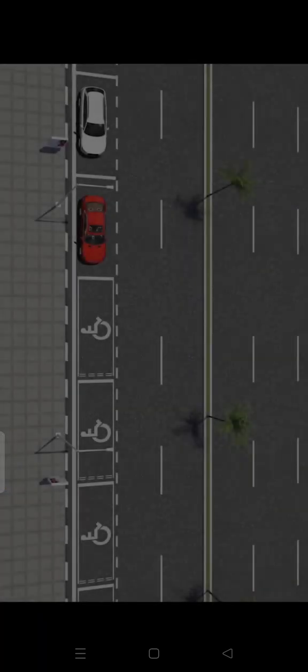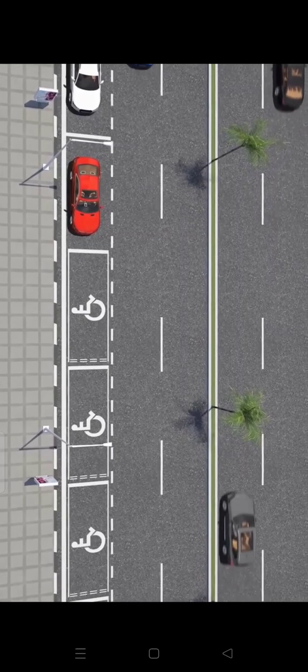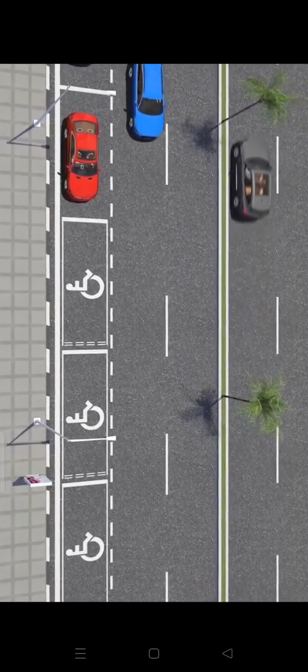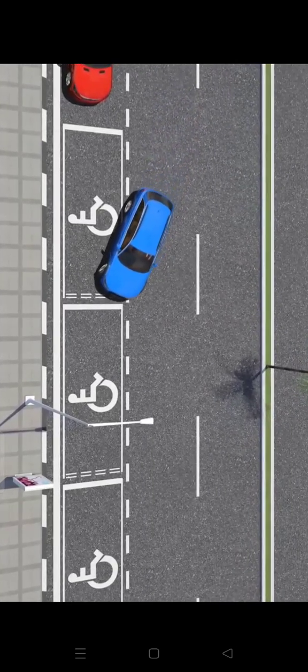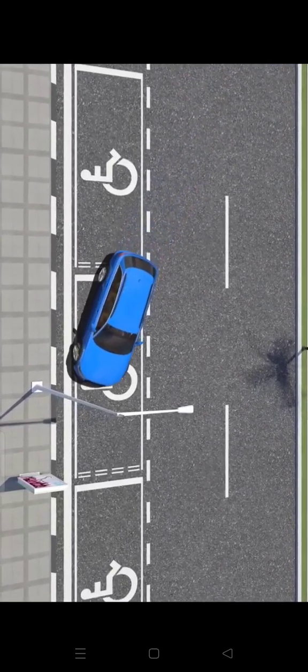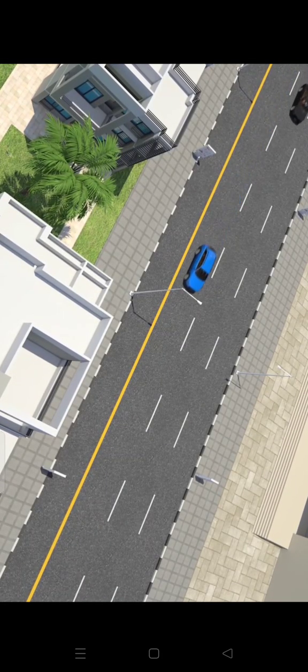Handicaps parking. It is a place allocated for parking handicaps vehicles, which is indicated by signs and road surface markings. Road shoulder. It is part of the road in line with it from the two sides, prepared for emergency stops.